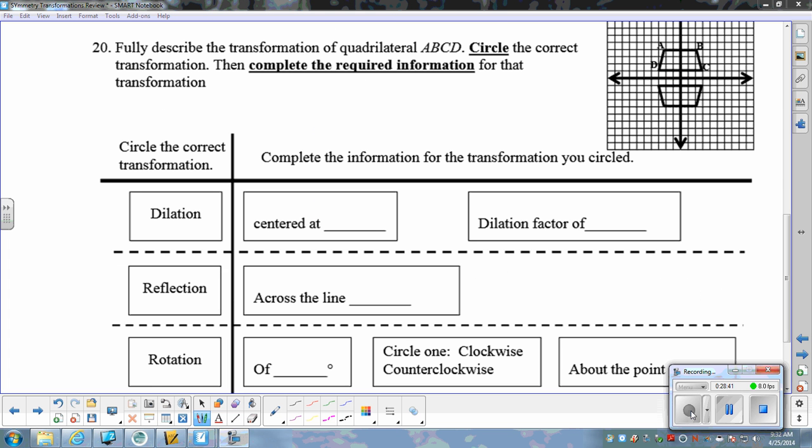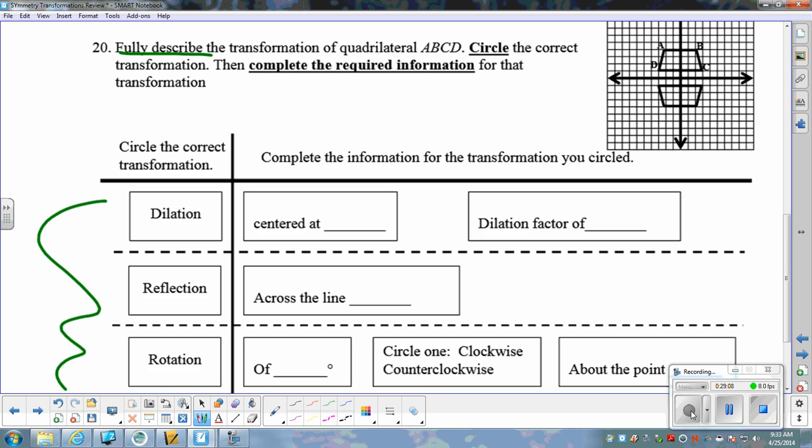Okay, at this point we're getting into some transformations, and you may notice that the numbering is changing a tad, but you should have this in your packets somewhere. If you don't, then just watch along. So for number 20, you want to fully describe. So here we have a huge table to kind of help give us a visual of potentially what might look like on an SOL test as far as fill in the blanks.